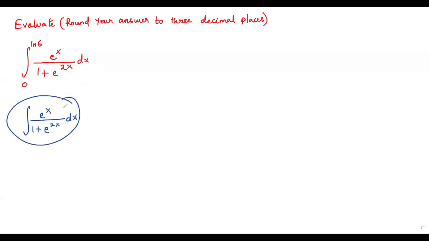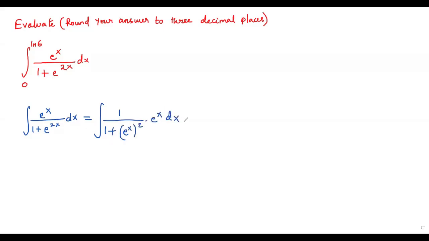Once I get the result of this indefinite integral, then I'll take the limits, the lower limit 0 and upper limit ln 6, in the result of the integration we have over here. Okay, now I'm going to write this numerator as 1 by writing this e to the x power along with dx. Let me write 1 over, and in the denominator we can write this e to the power of 2x as e to the power of x, the whole square, times e to the power of x dx.